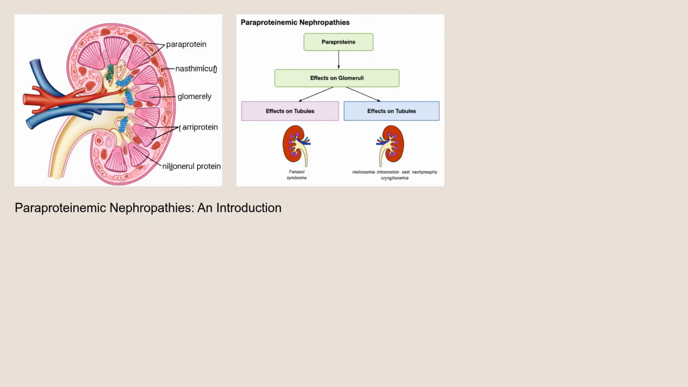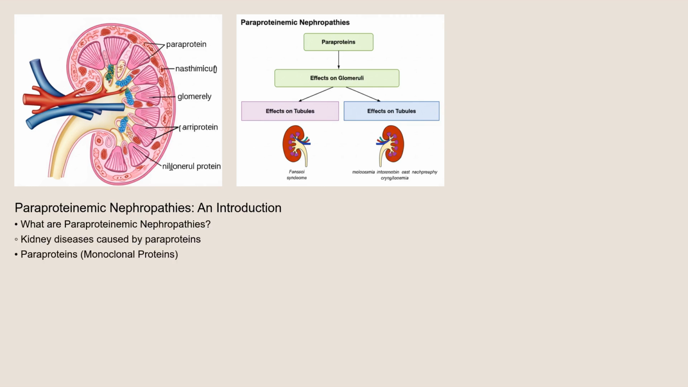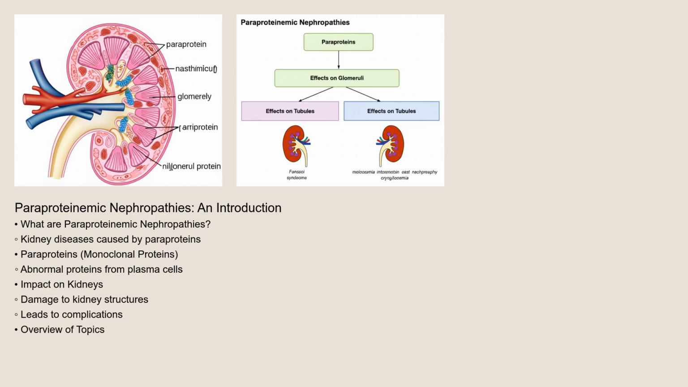Hello and welcome to our educational video on paraproteinemic nephropathies, a group of kidney diseases caused by abnormal proteins produced by plasma cells. These proteins, known as paraproteins or monoclonal proteins, can wreak havoc on the delicate structures of the kidneys, leading to a range of serious complications. In this video, we'll delve into the causes, mechanisms, symptoms, diagnosis, and management of these fascinating and often challenging conditions.